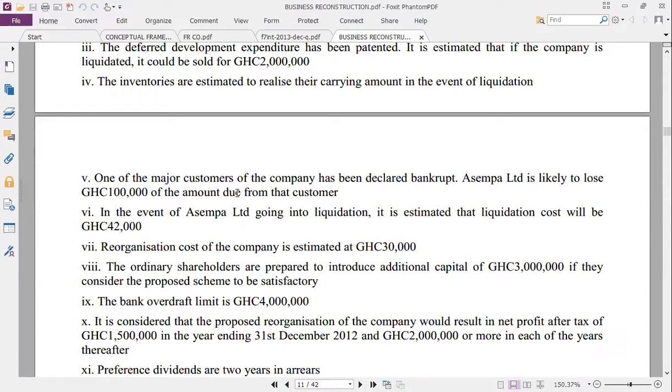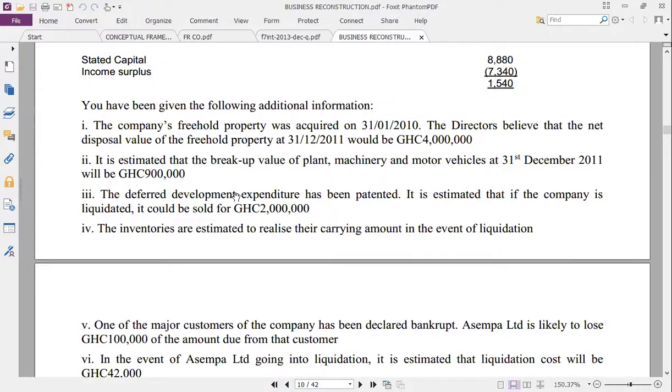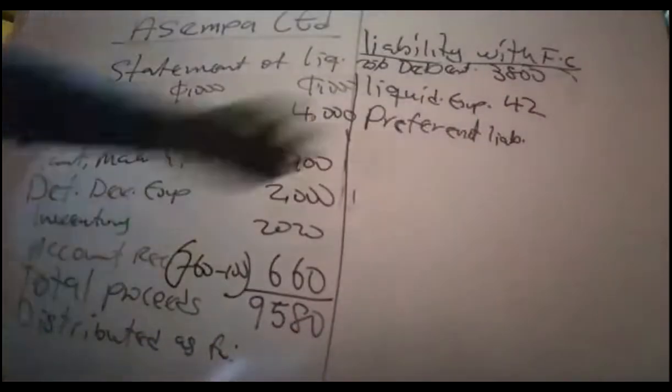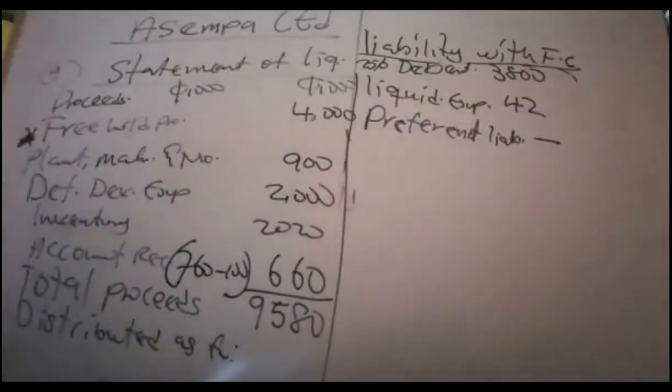Ordinary share capital. Ordinary shareholders are prepared to introduce additional capital of 3,000 if they consider the proposed scheme to be satisfactory. The bank overdraft limit is 4 million. Okay, so I think there's none. Let's go to the first P and C. Account payable 3,200, accruals is there. So there's no preferential liabilities. So I'll go back, put dash. Then move on to the next one.